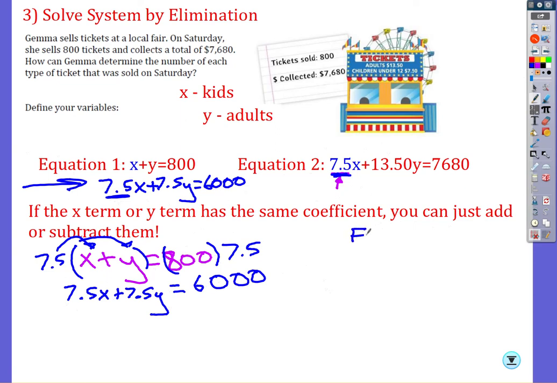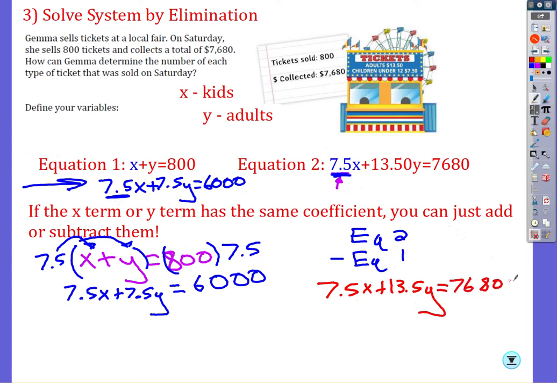So we're going to take equation 2, and we're going to subtract off equation 1. I'll show you how that works. First I'm going to write equation 2 up top: 7.5x plus 13.5y equals 7,680. So there's our equation 2. I just brought it down here. And I'm going to subtract off equation 1.